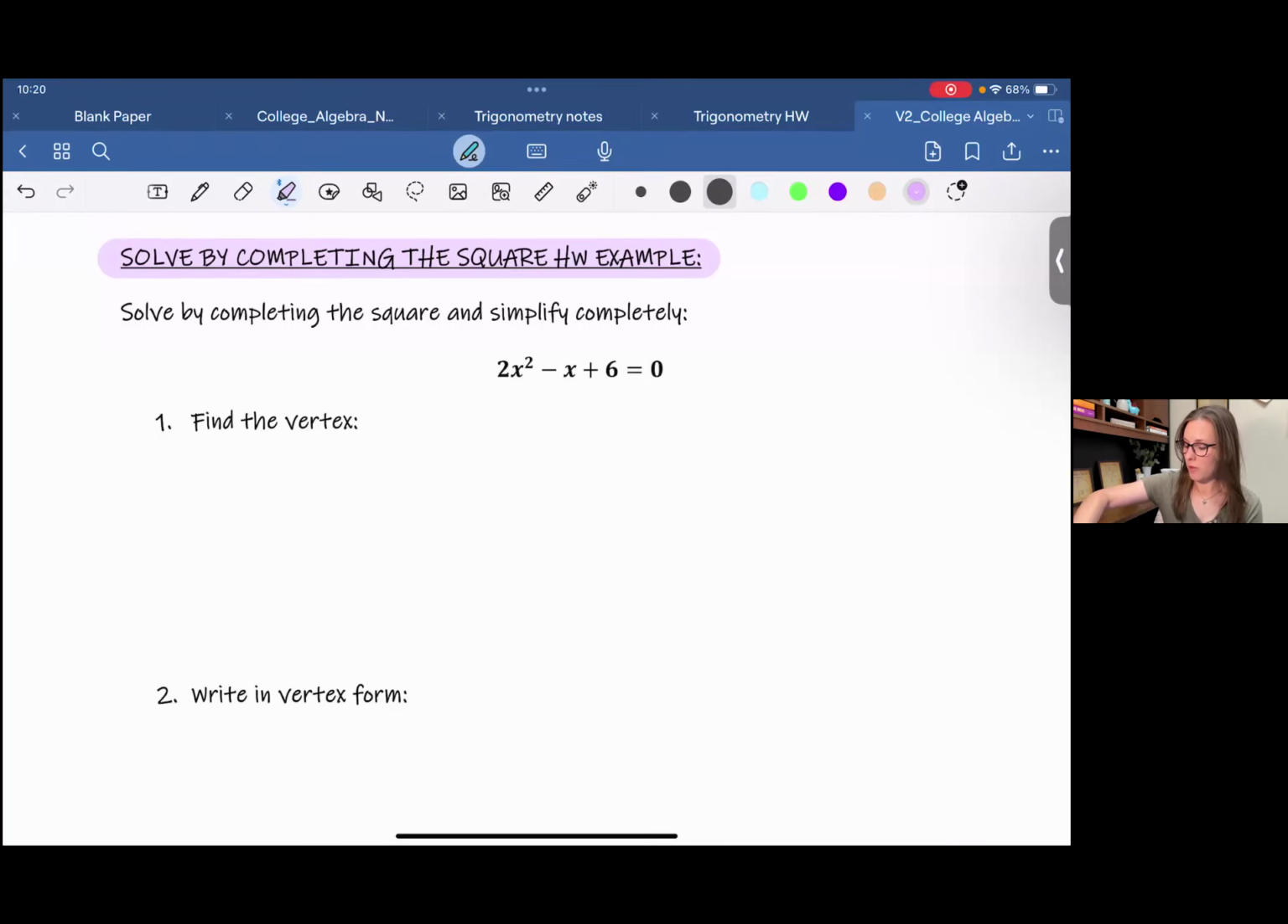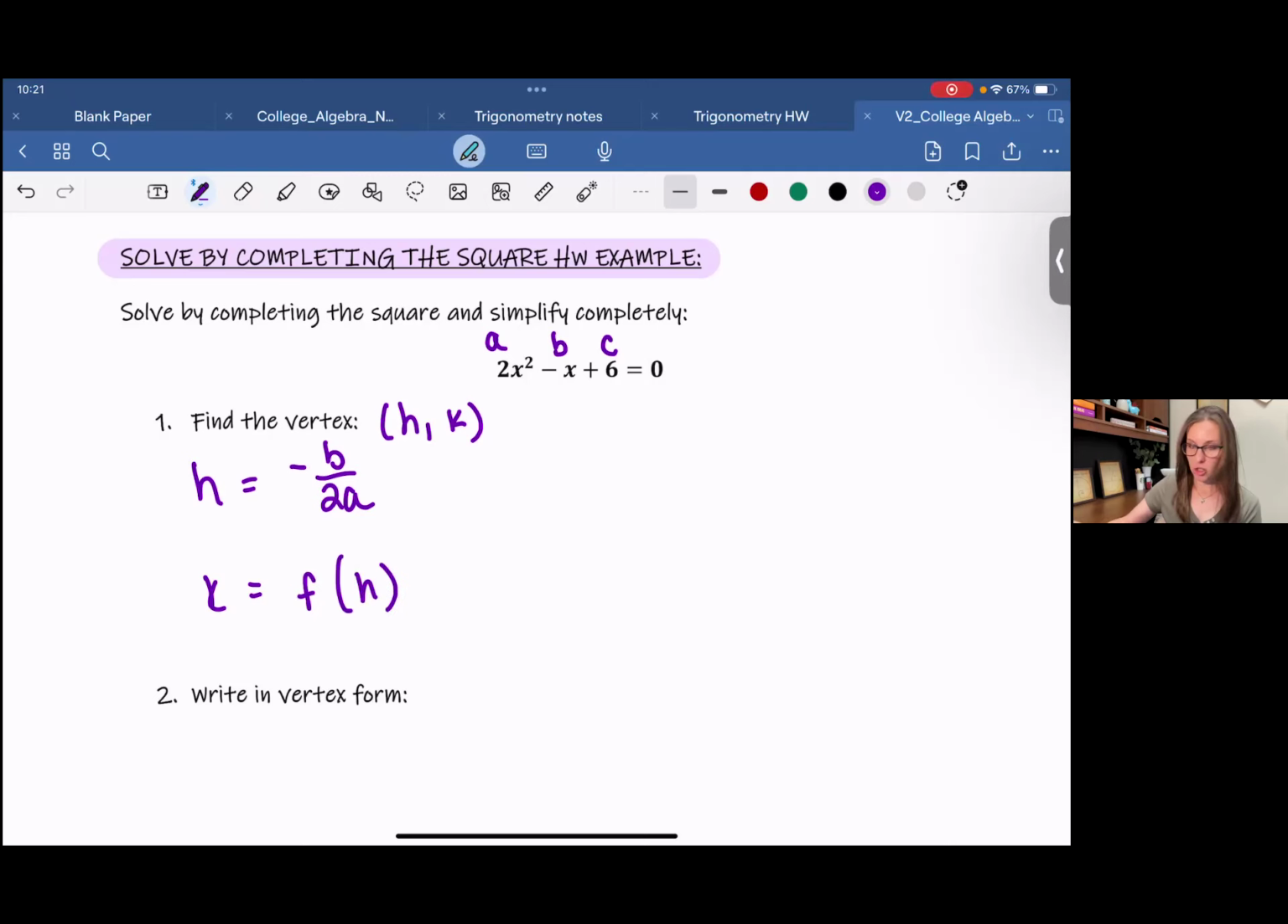And just to kind of review that, the vertex, we called it h comma k. It's an x and y value, but we called it h and k just to kind of keep everything straight. And to find h, we do negative b over 2a, which comes from the coefficients in the quadratic that we were given. And then the k value is where we plug in h, whatever we get for h. So I want you to pause it, find those two values, come back and check your work.